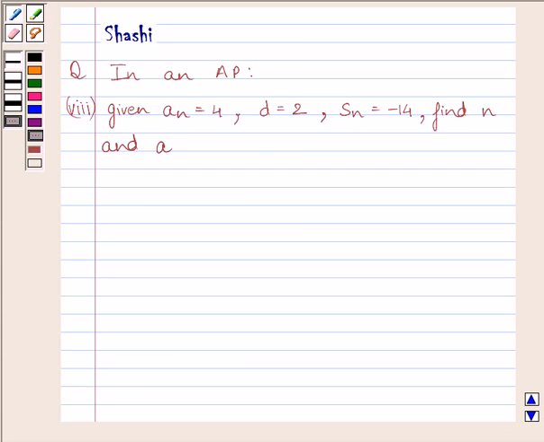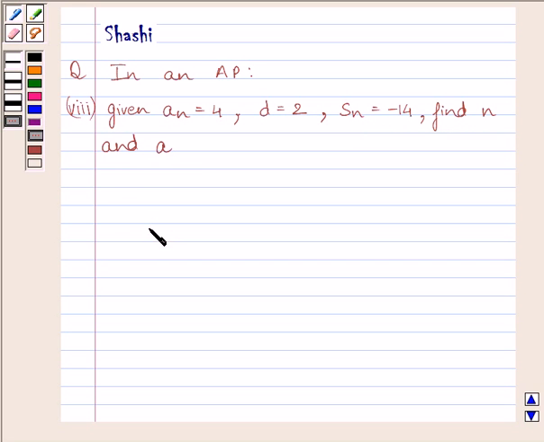Let us discuss the following question. The question says, in an AP given nth term, that is an, is equal to 4, common difference, that is d, is equal to 2, sum of n terms, that is Sn, is equal to minus 14. Find n and a.